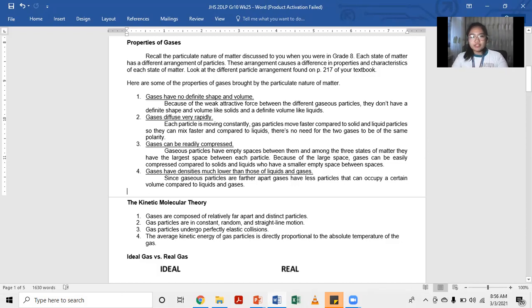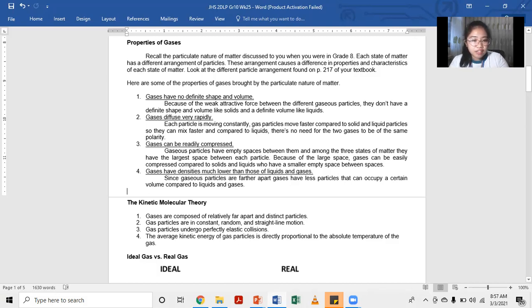Ngayon, punta naman tayo sa kinetic molecular theory uli ng matter. This one is focused on gases only. Konting supplementary na lang dun sa sinabi ko kanina. Gases are composed of relatively far apart and distinct particles. Syempre, nabanggit ko na kanina kung bakit sila magkakalayo. And we also have distinct particles, like oxygen particles, mapa-atom or mapa-molecule man yan para sa isang compound, distinct pa rin yung particles natin.